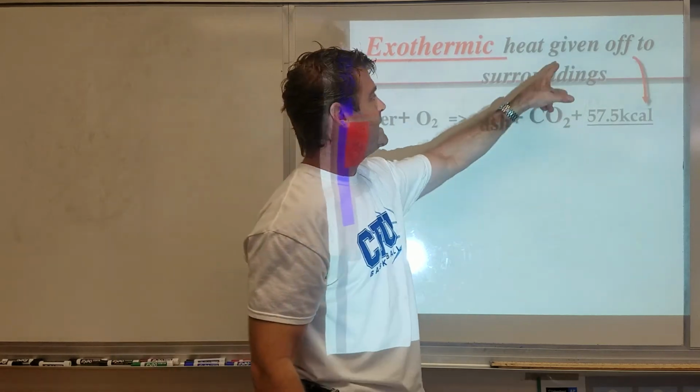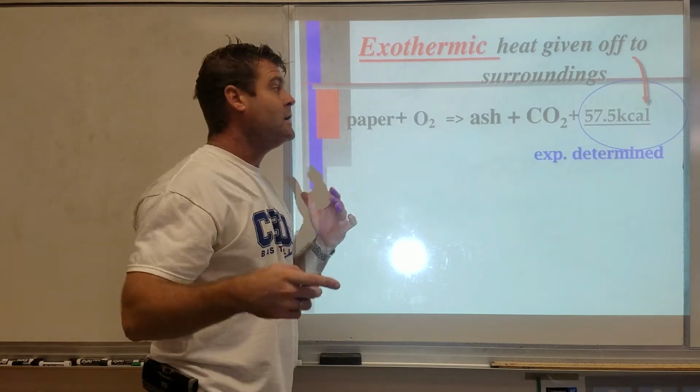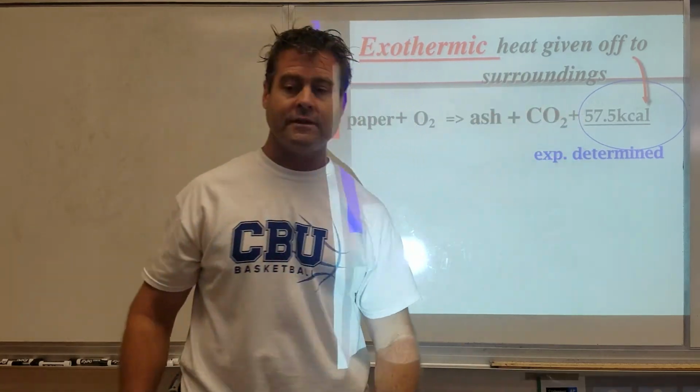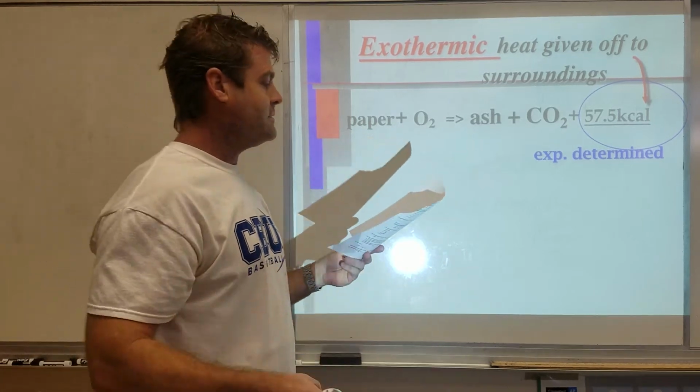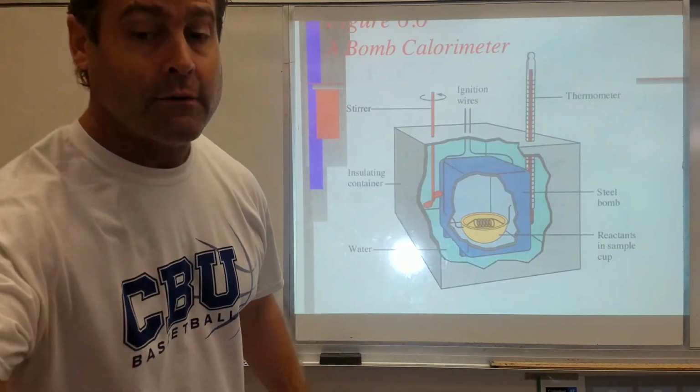So if it's on the product side, that means it's being given off. And that's experimentally determined. Somebody might ask, well, how do we know that 57.5 kcals of heat was given off? You can remember what we could do. We talked about this before. You could actually carry out that reaction in a calorimeter.